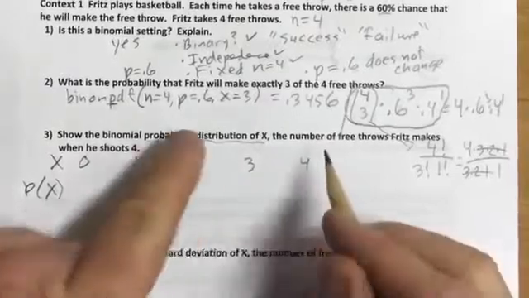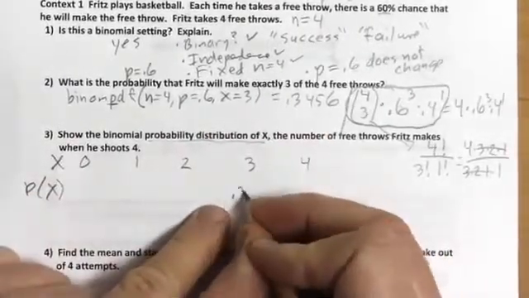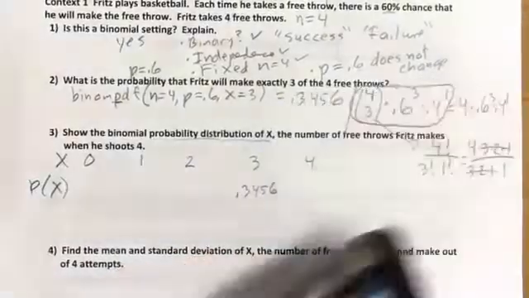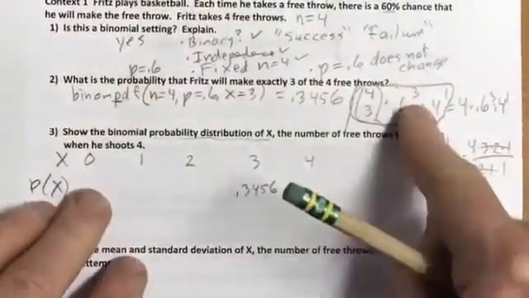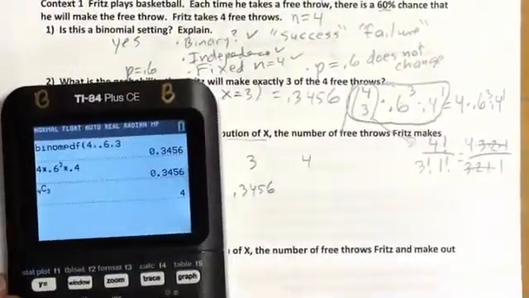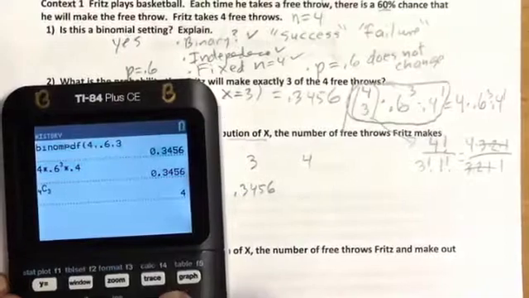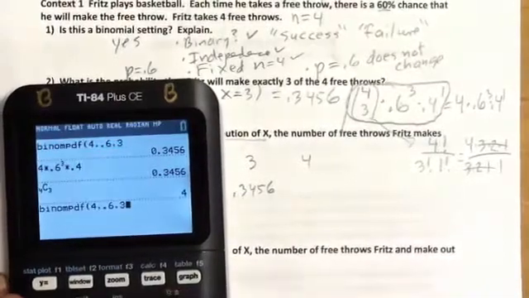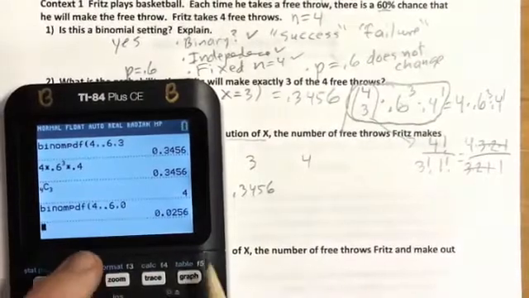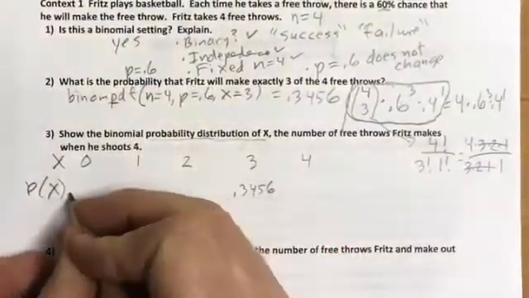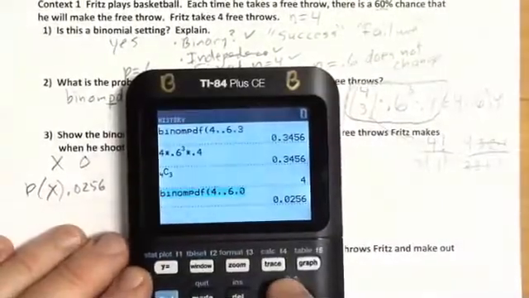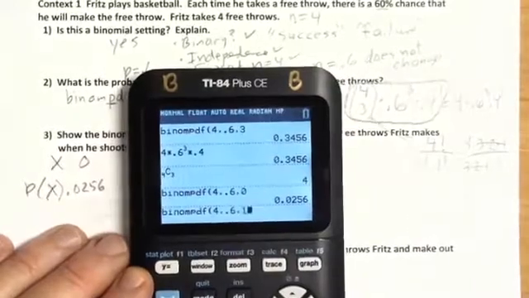So we just found it for 3, so that's 0.3456. So let's find it for the others. And so back in the old days, we'd have to use this formula 5 times. But we have this handy calculator here. And so what we'll do, I'll just go arrow up and capture that command again. I'll just change the X to 0. And so boom, so that's 0.0256. And then what's the probability of it being 1? So I hit enter there, replace that with 1.